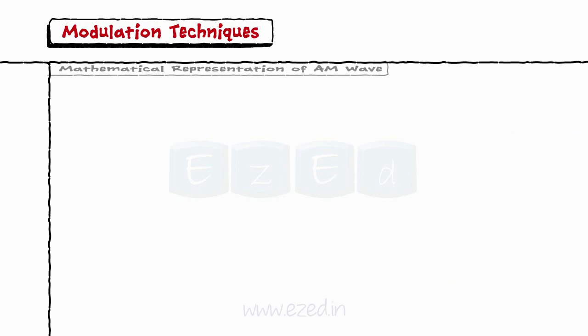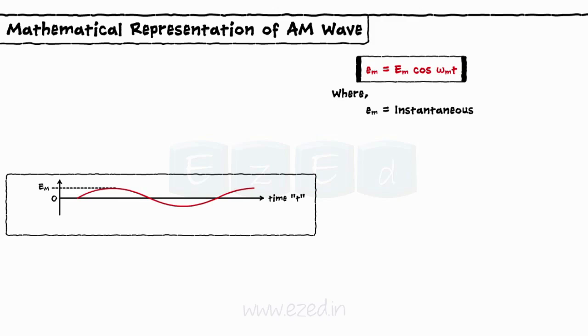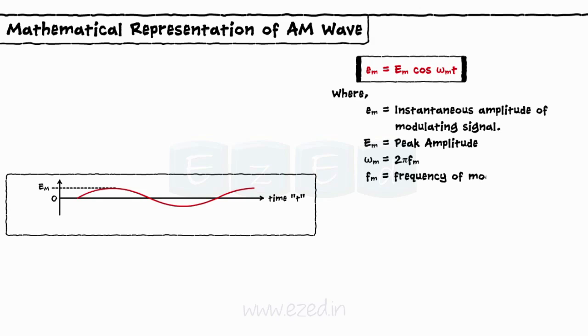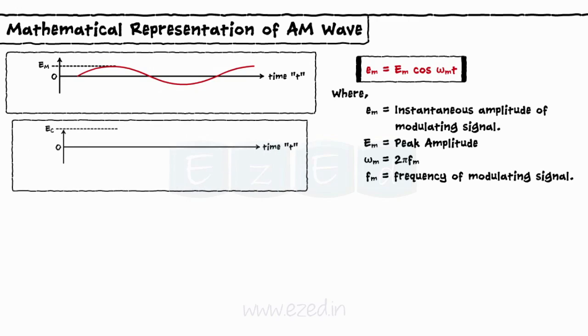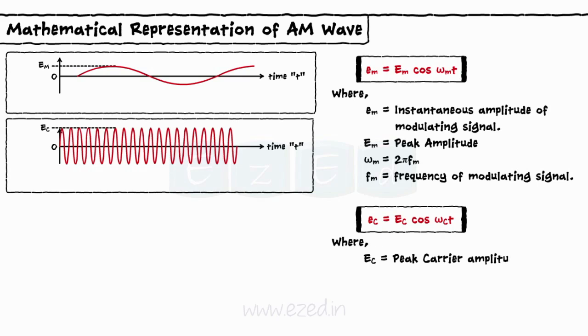Now let's analyze the AM signal mathematically. Assuming the modulating signal to be sinusoidal, it can be represented as em equals Em cos omega m t, where small em equals instantaneous amplitude of modulating signal, Em equals peak amplitude, omega m equals 2 pi fm, and fm equals frequency of modulating signal. Similarly, the carrier signal is given by the equation small ec equals Ec cos omega c t, where Ec equals peak carrier amplitude and fc equals carrier frequency.